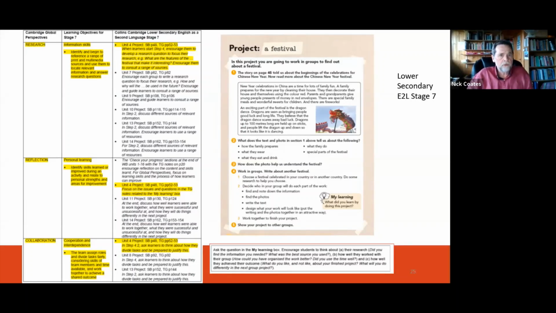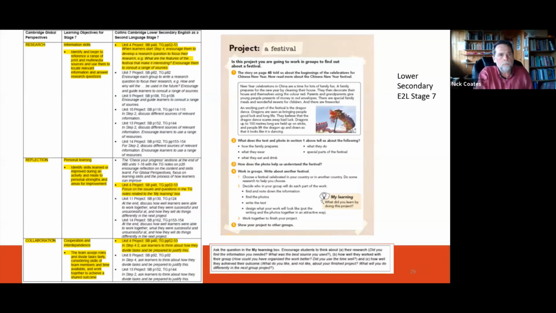At the top, we've got research. Some important points to make here, I think. The italic note is focusing us on 2 important elements of the research in global perspectives. It says when learners start step 4, encourage them to develop a research question to focus their research. For example, what are the features of the festival that make it interesting?